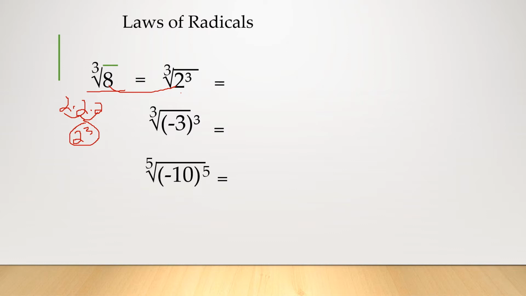Now, if we have this one, the cube root of 2 raised to the 3rd power, let's rewrite this as an expression with rational exponent. That is the same as 2 raised to 3 over 3. Remember, the index is the denominator and the exponent is the numerator. And now that this is 2 raised to 3 over 3, what is 3 over 3? That is equal to 1. So simply, the answer is 2.